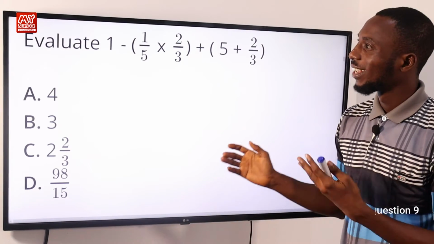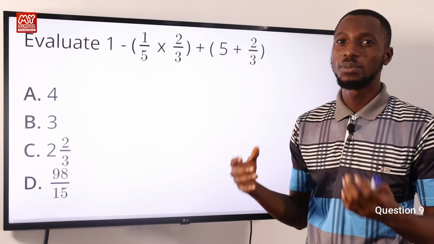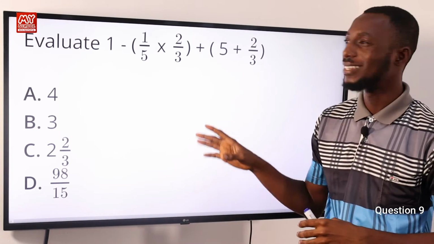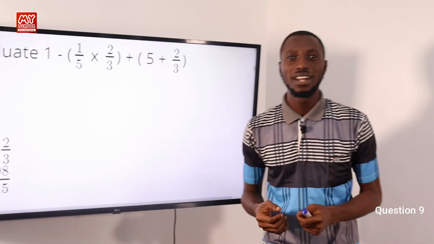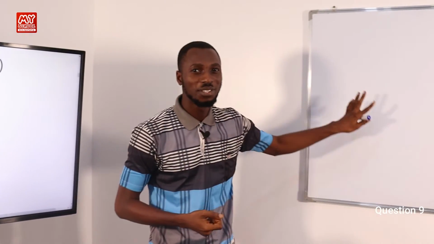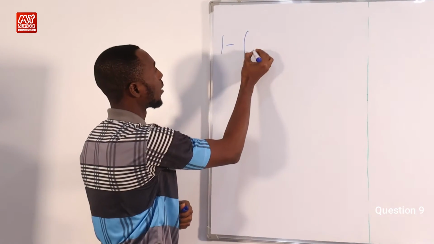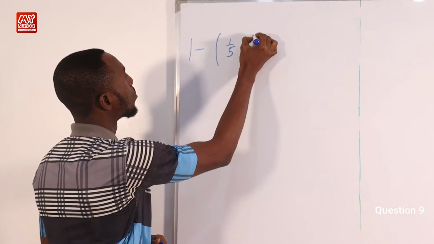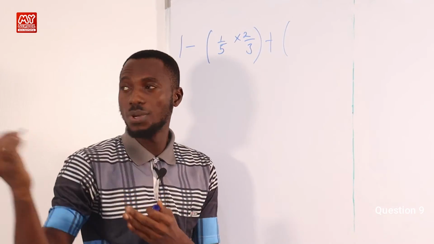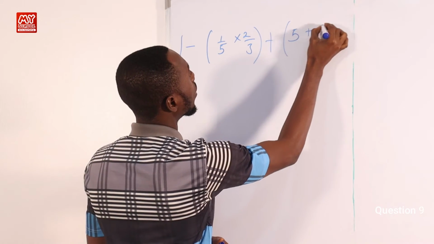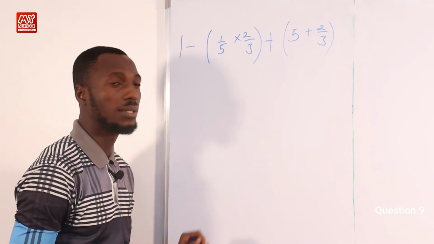Question 9. Evaluate 1 minus 1 over 5 times 2 over 3, in brackets, plus, open bracket, 5 plus 2 over 3, close bracket. At first we are required to replicate this question on our whiteboard. So we have 1 minus 1 over 5 times 2 over 3, plus the next bracket, which is 5 plus 2 over 3. Let's work on what we have in each bracket.